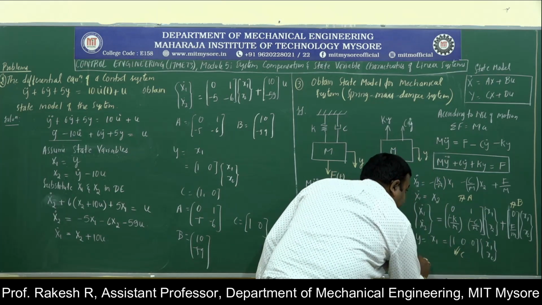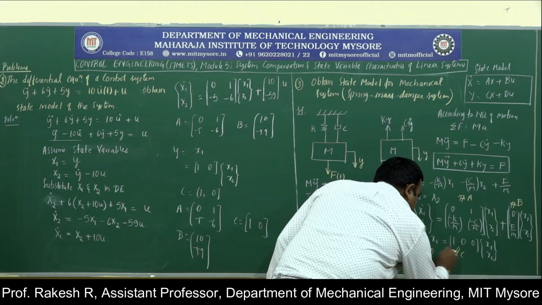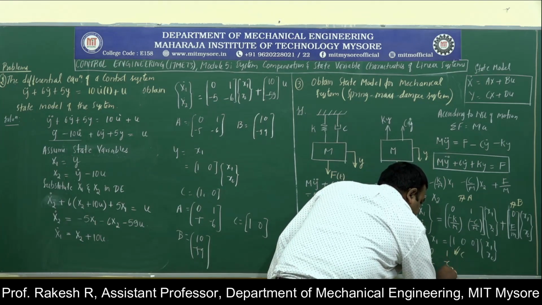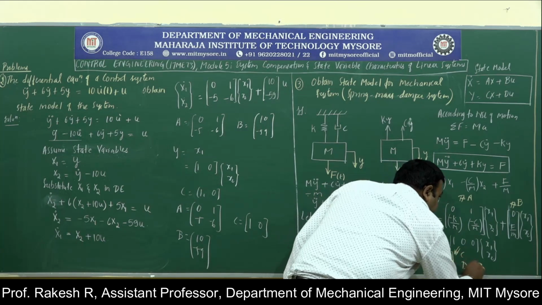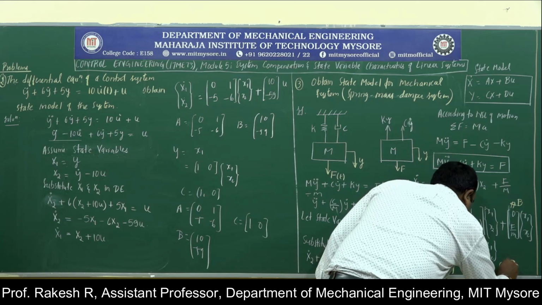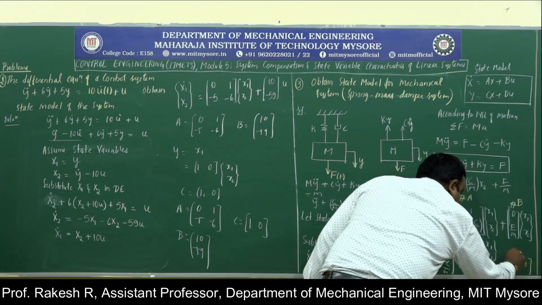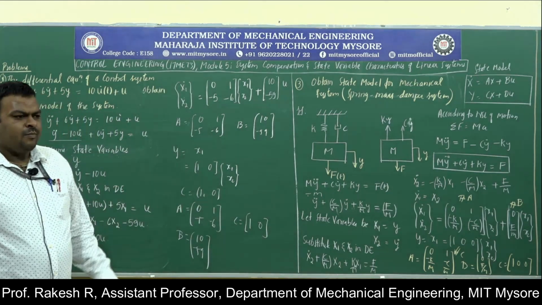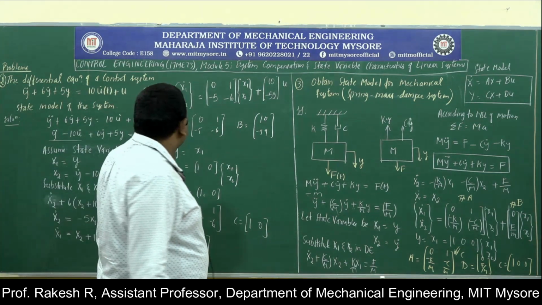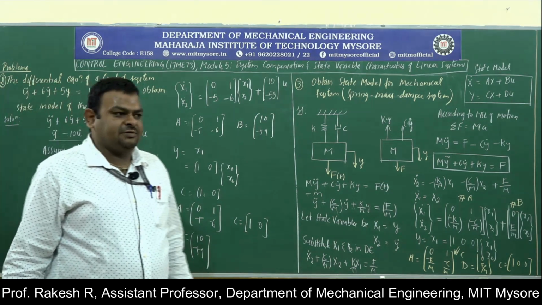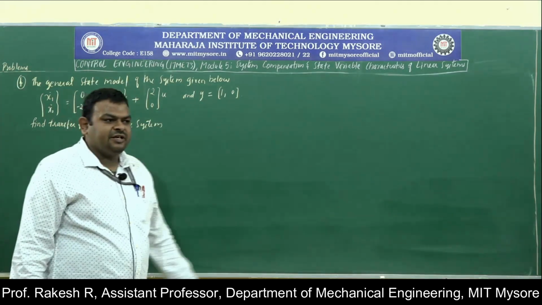So if I want to write, A is 0, 1, minus k by m, minus c by m. What is B? 0 and f by m. What is C? 1, 0. So this is problem number 3. Most of the cases in the question they will be giving the differential equation. You have to solve that. Let us solve the next problem.